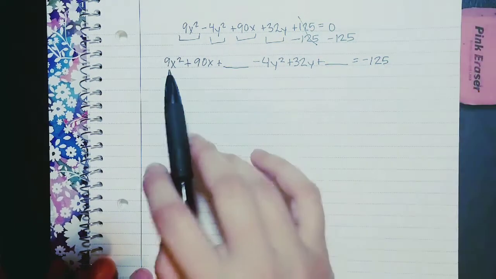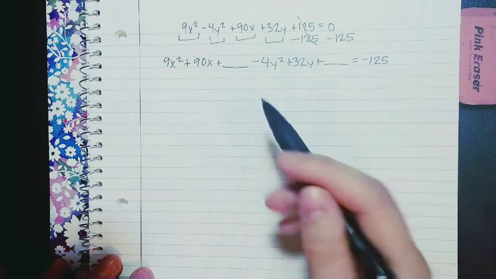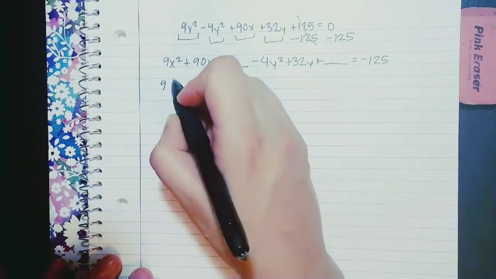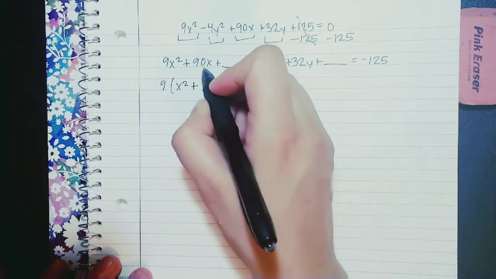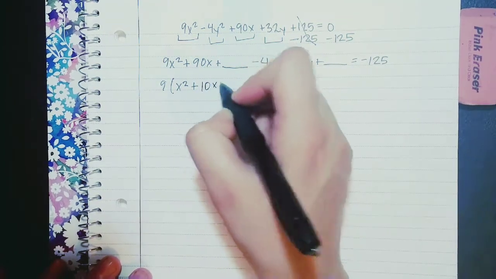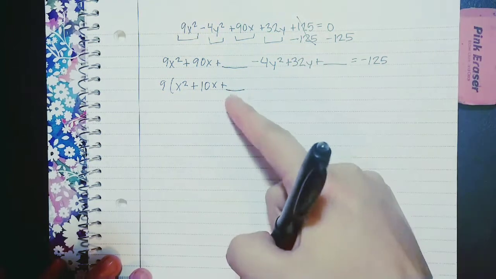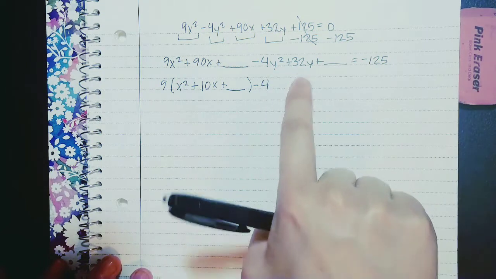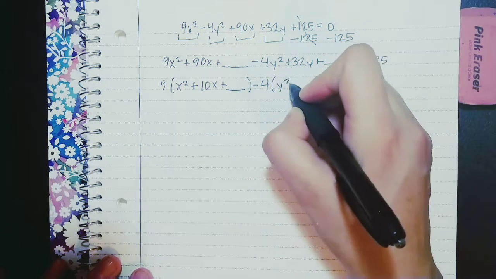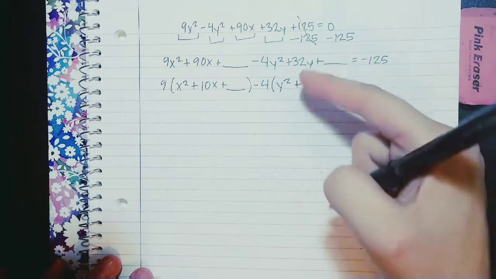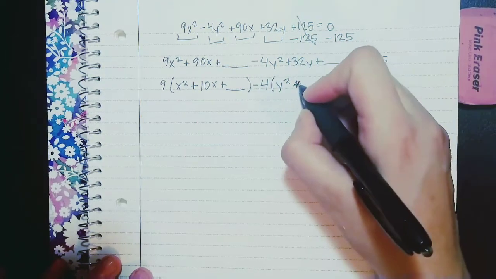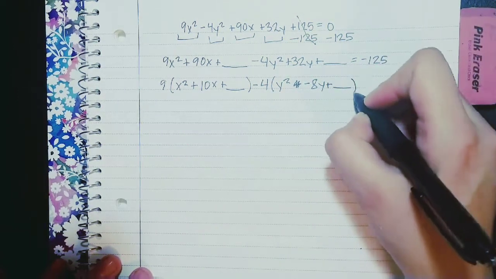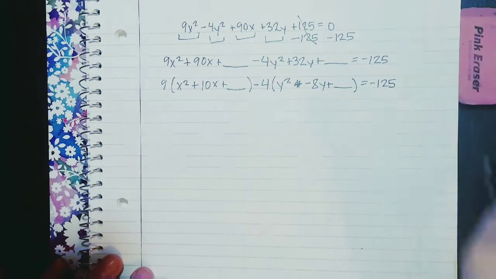So now that we've got everything grouped together, we're going to look and see if we can factor anything out. This x group we can factor out a 9, so you're just going to divide each one of those by 9, and you're left with x squared plus 10x plus some number. And this group can factor out a negative 4. So negative 4 divided by negative 4 is just 1, so you're left with y squared. 32 divided by negative 4 is actually negative 8. There we go. And again, we'll figure those out in this next step.